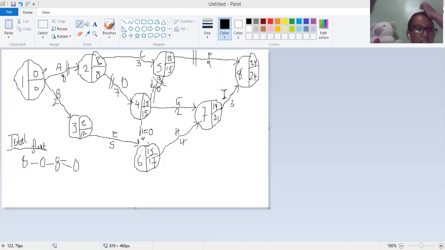So an activity must always lie between some two nodes all the time. So how we go about the total float is we take the latest event time of the event marking the end of that activity, and we also consider the earliest event time marking the beginning of the same activity, and again we have to consider the duration of the activity.